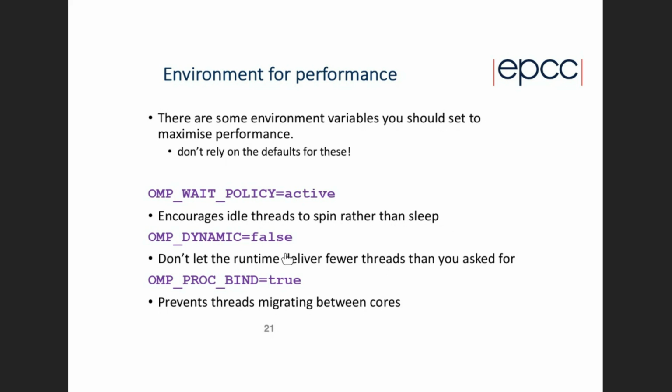Set OMP dynamic equals false. Again, it's something of a hint, but it says, please don't give me fewer threads than what I asked for just because you think the system is overloaded. Just give me what I asked for. The runtime still has a get out, but at least it's a hint to say, I really, really don't want you to do that. And the third one is to bind your threads to cores. OMP proc bind equals true will prevent threads from migrating between cores.